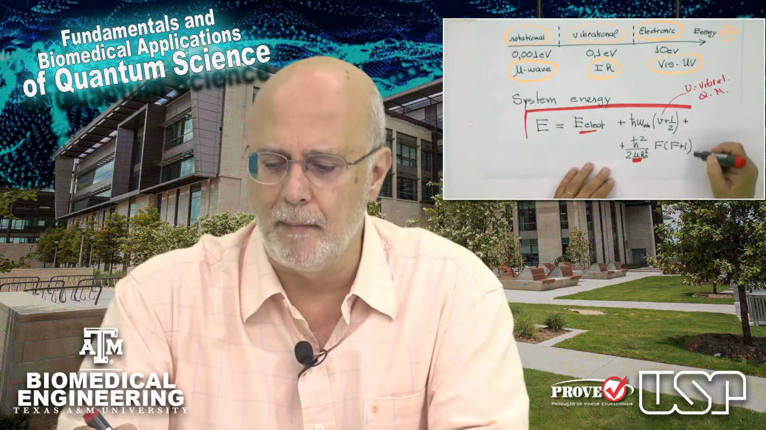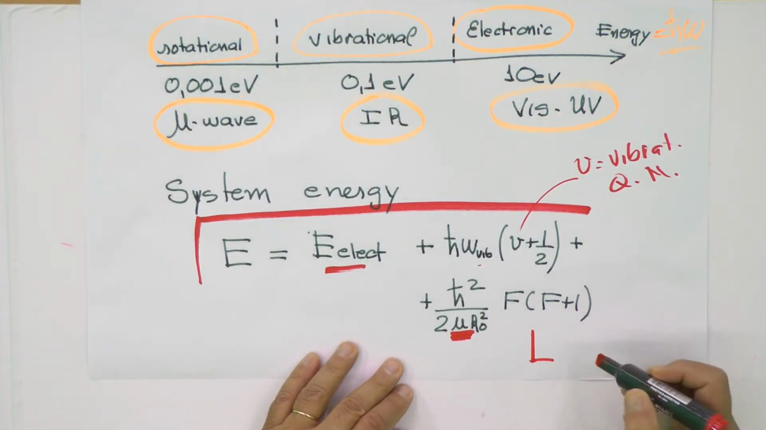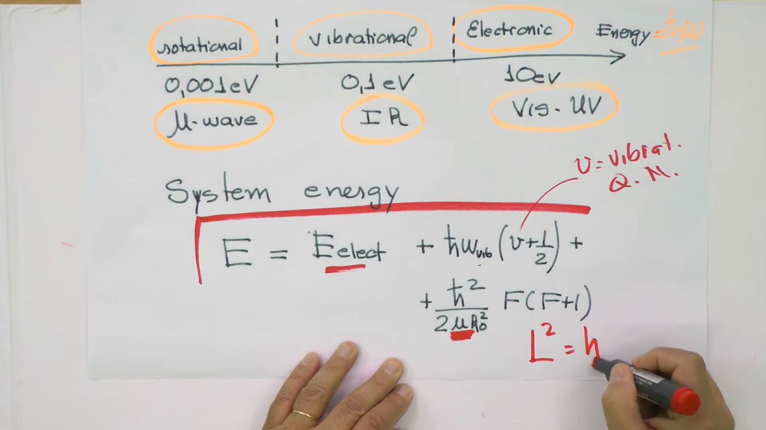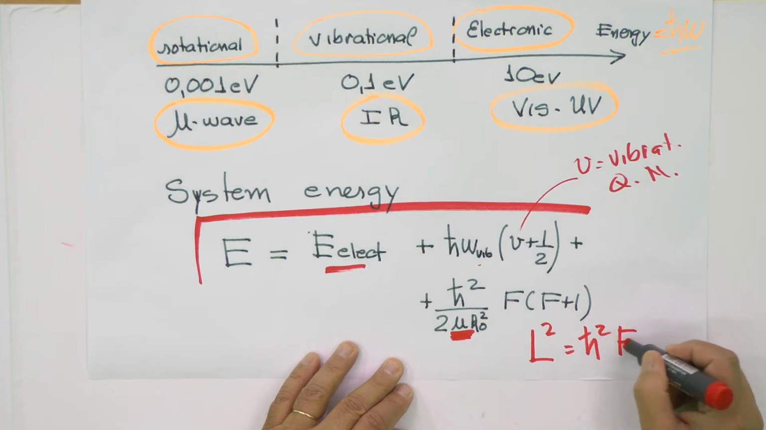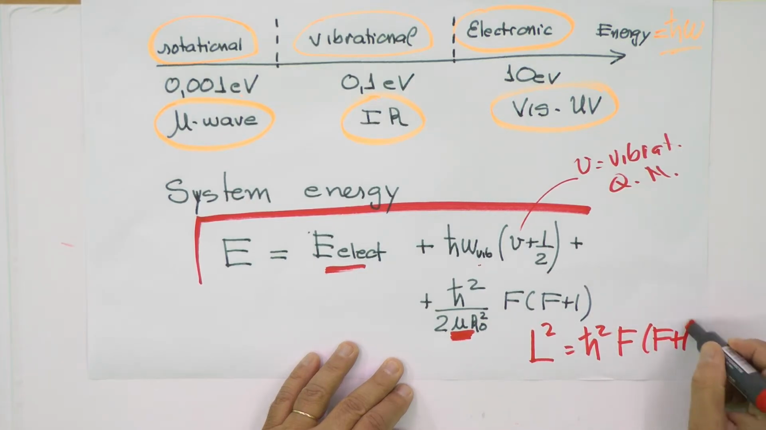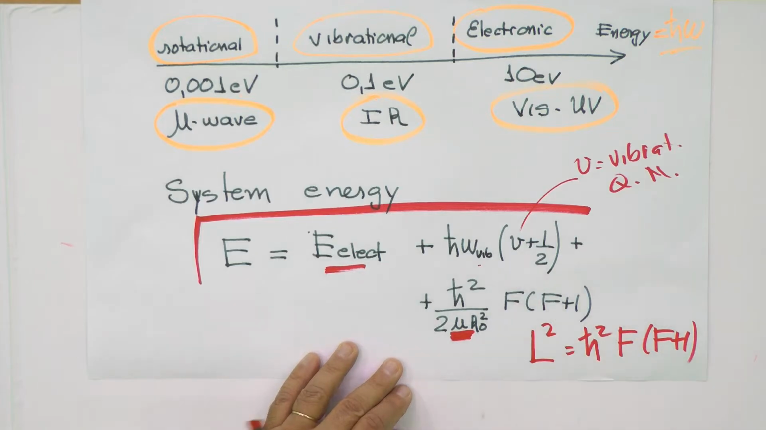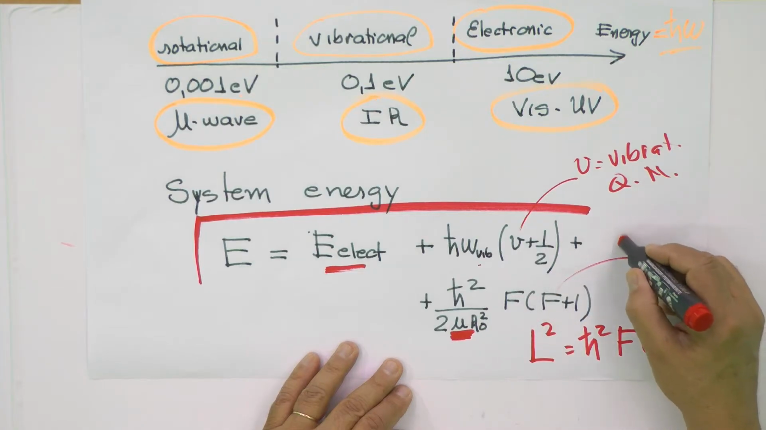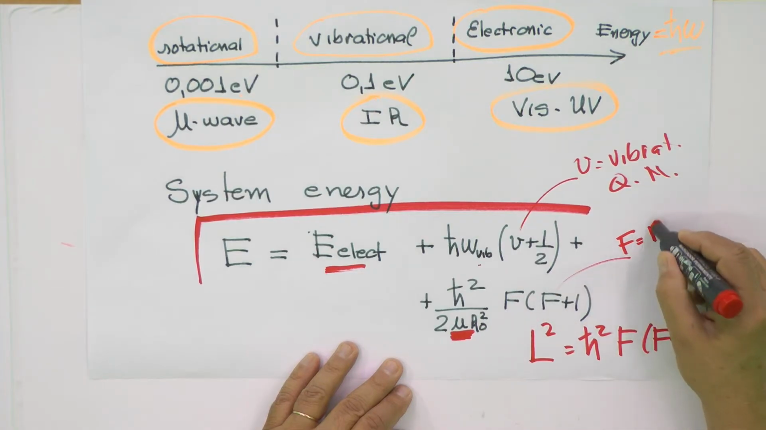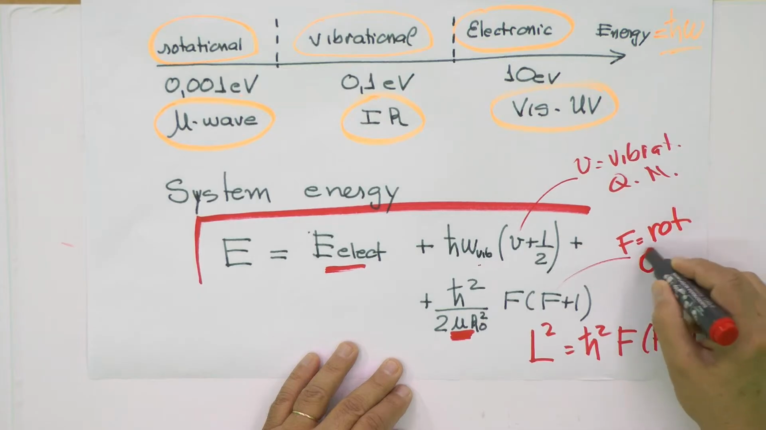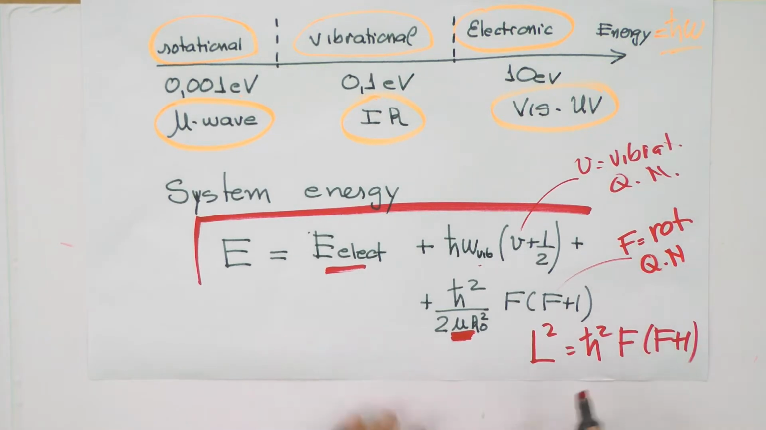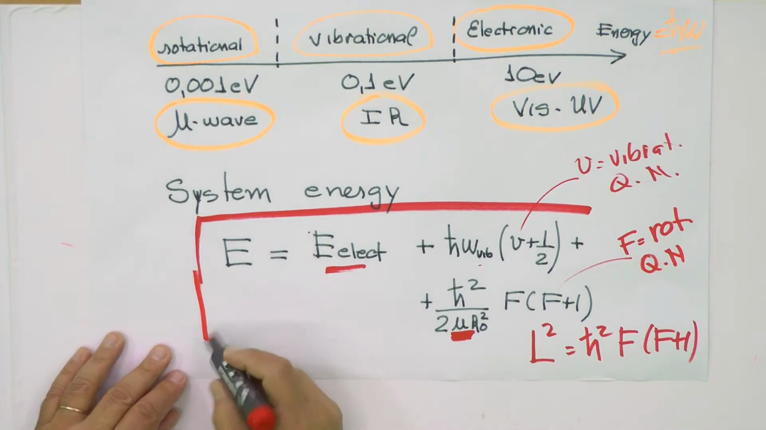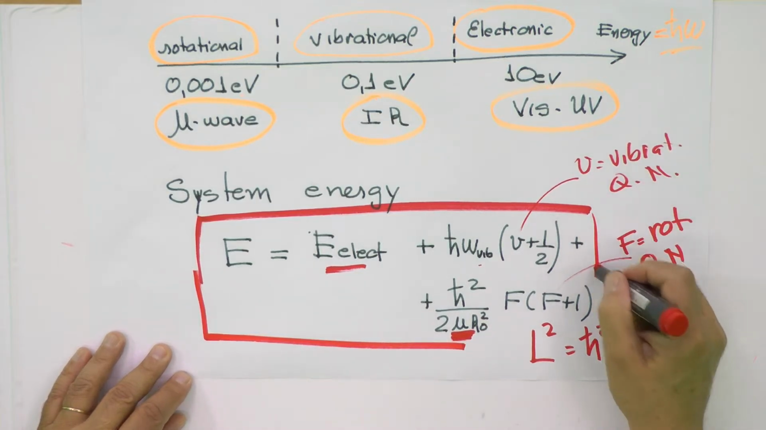And the angular momentum squared for the molecule is equal to h bar squared times an integer, and that integer plus 1, because this is as it was in the atom, but we call this L for the atoms. F is the rotational quantum number. And so we see that they will all be quantized in the molecule.